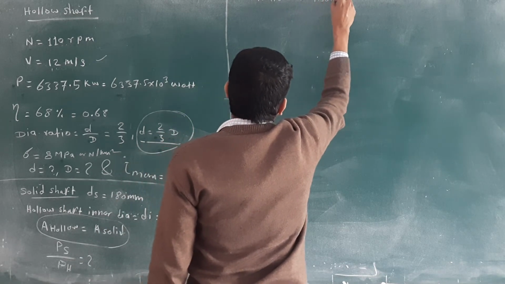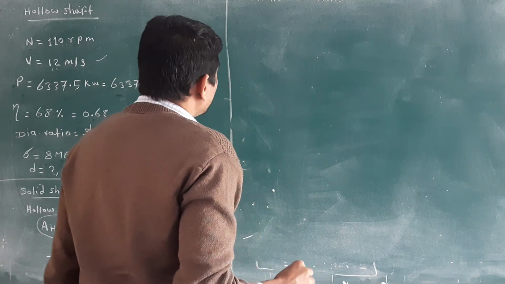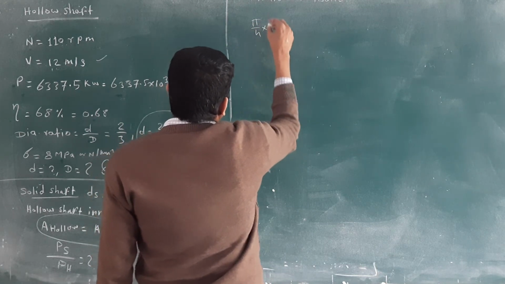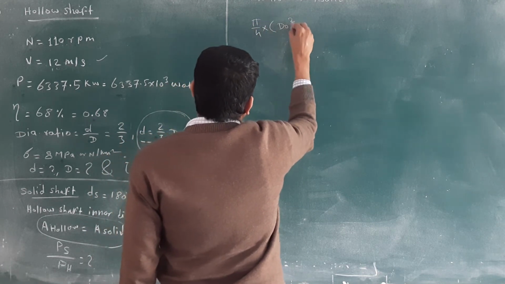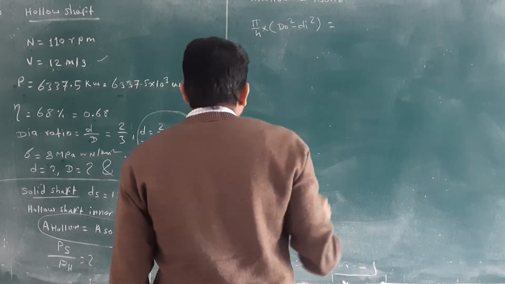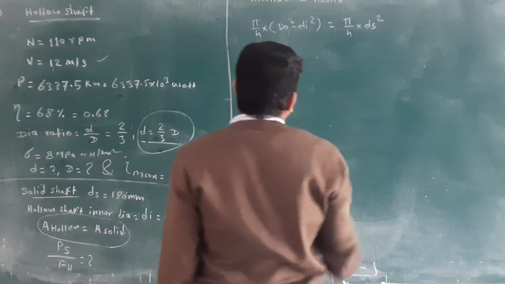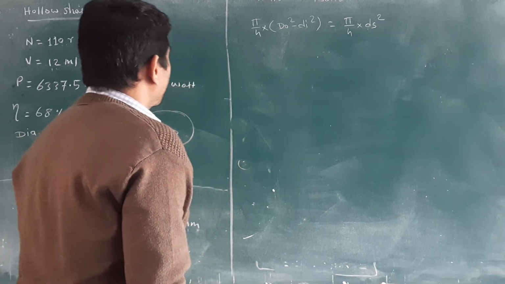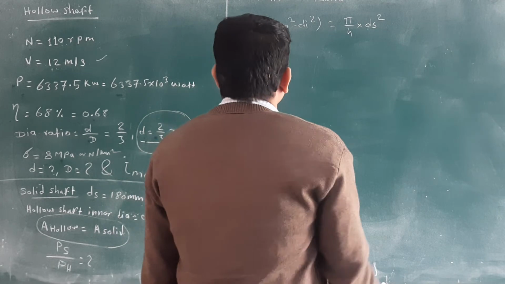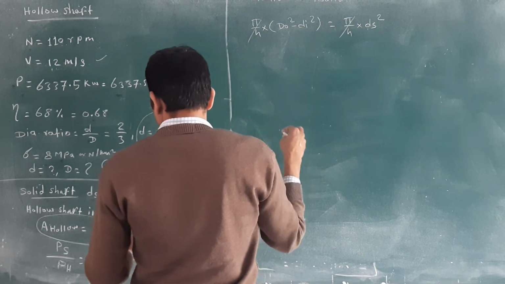Check, guys, if any relation is given, think about that relation first. A hollow is equal to A solid. What is the area of the hollow shaft? We know it is pi by 4 into DO square minus DI square. And the area of the solid shaft is pi by 4 into DS square. Then pi by 4 gets cancelled. We don't know the DO.